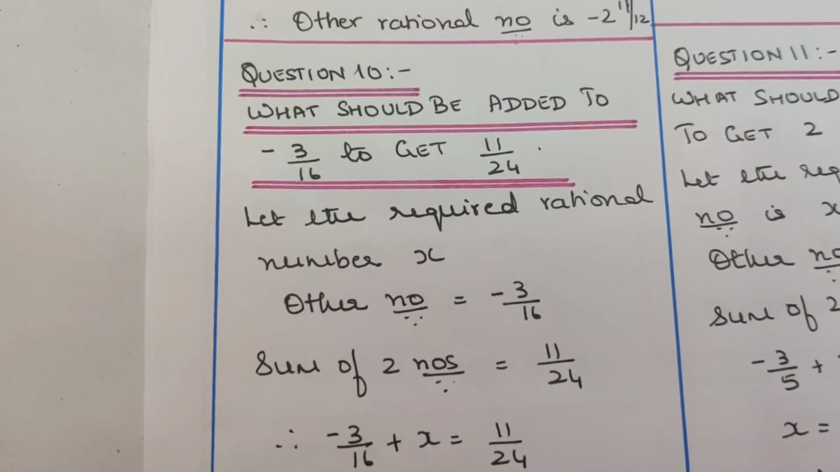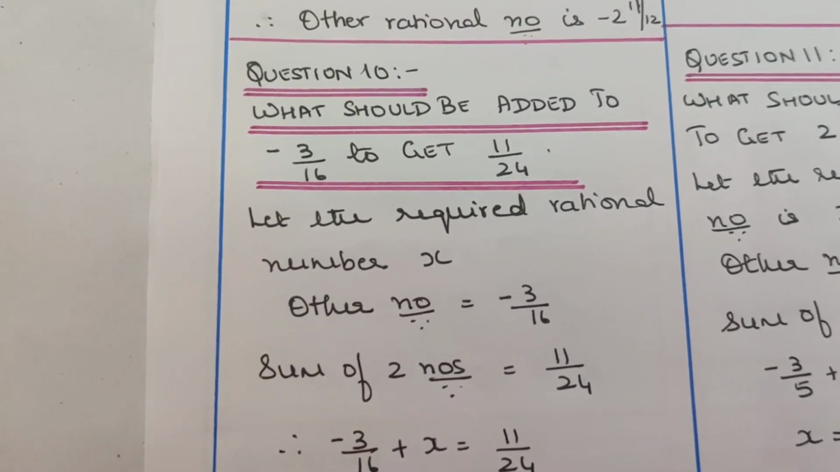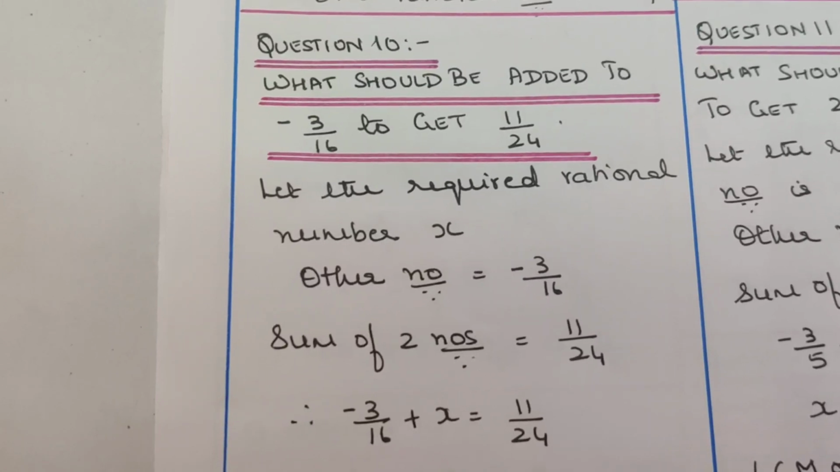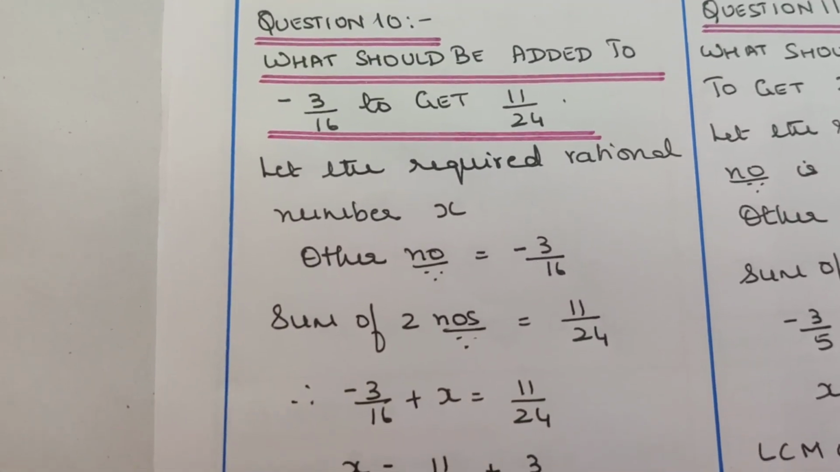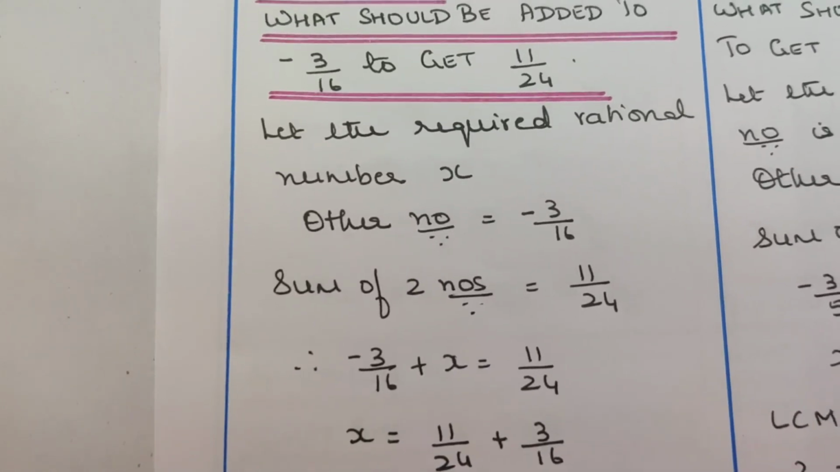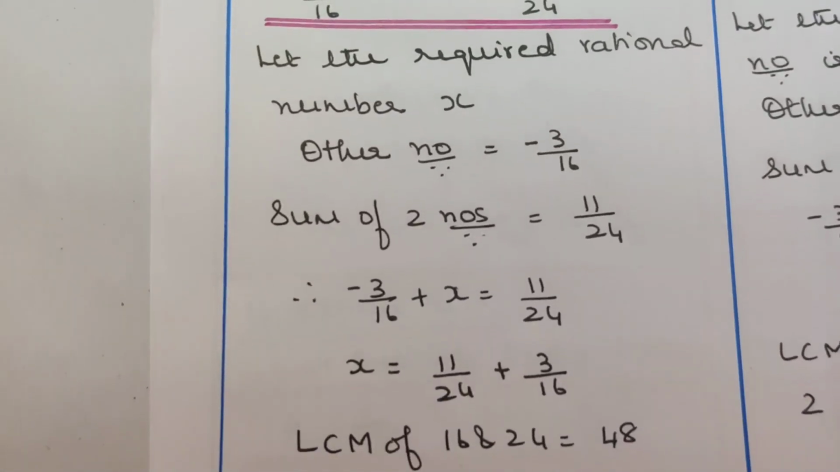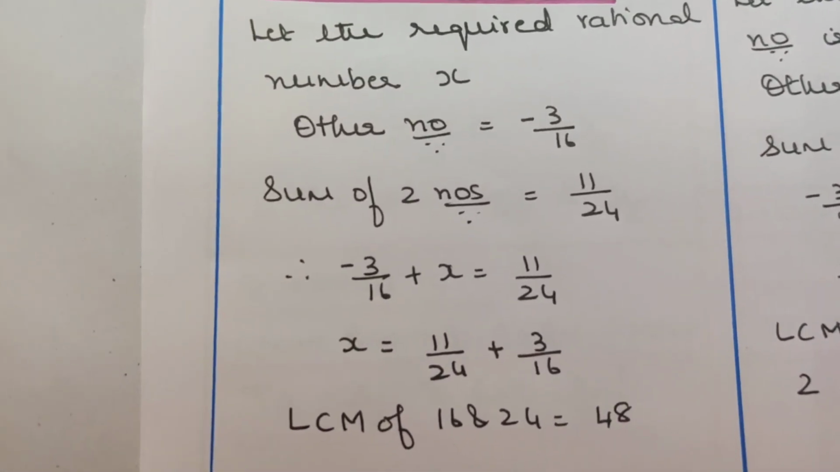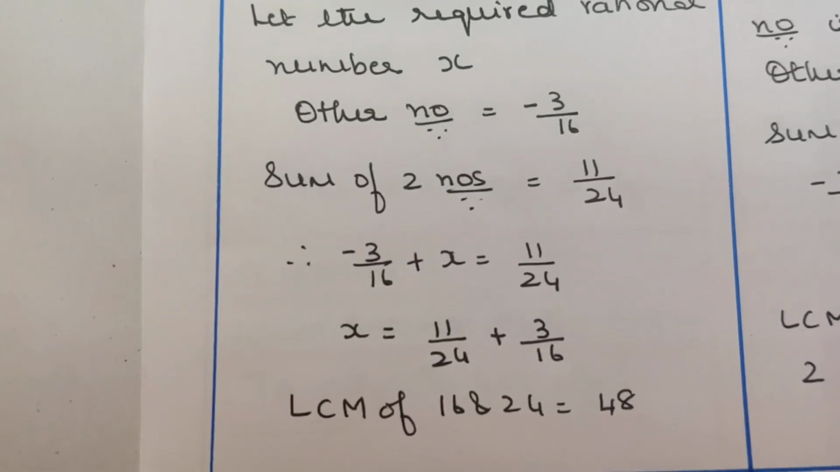Question 10. What should be added to minus 3 by 16 to get 11 by 24? Let the required rational number be x. Other number is minus 3 by 16. Sum of two numbers is 11 by 24. Therefore, minus 3 by 16 plus x is equal to 11 by 24. X is equal to 11 by 24 plus 16.